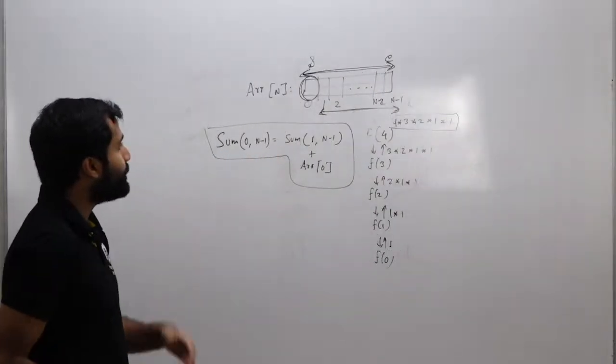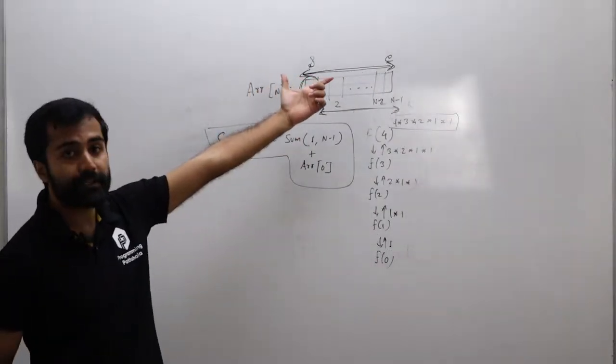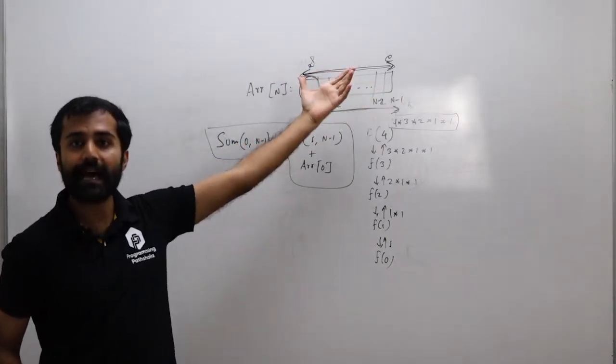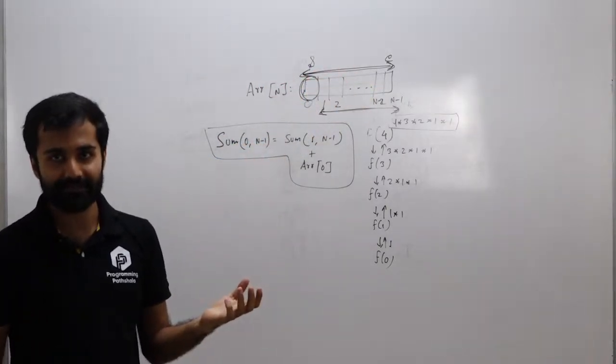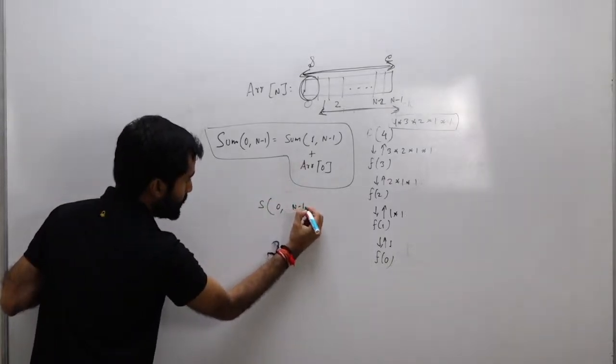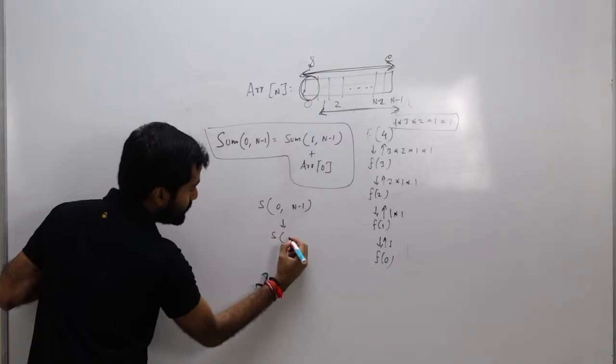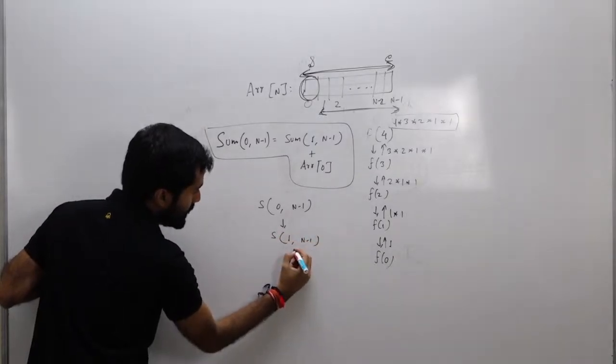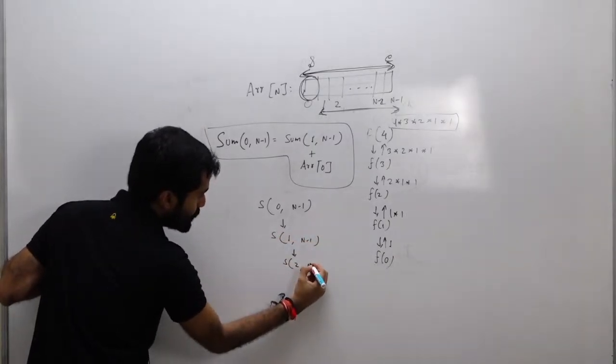See, what is happening over here? As you are making recursive calls, the size of your array is reducing. So first you would say that, hey, I need the sum from index 0 to n minus 1. Then you would say that, hey, I need the sum from index 1 to n minus 1. Then you would say that I need the sum from index 2 to n minus 1.